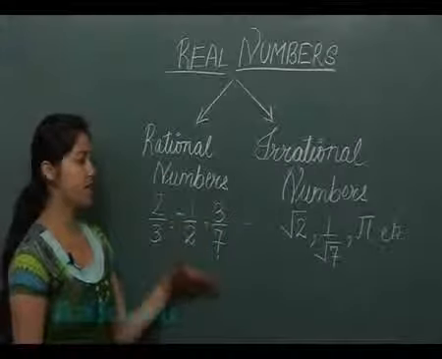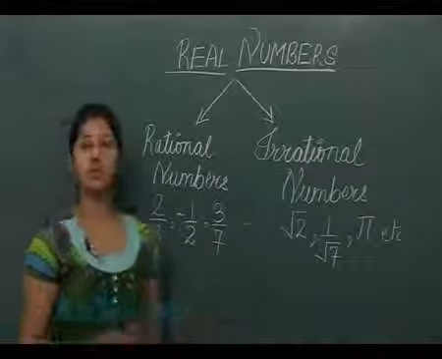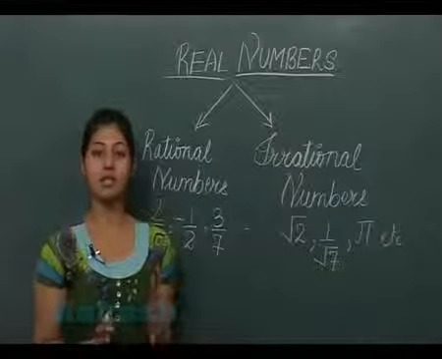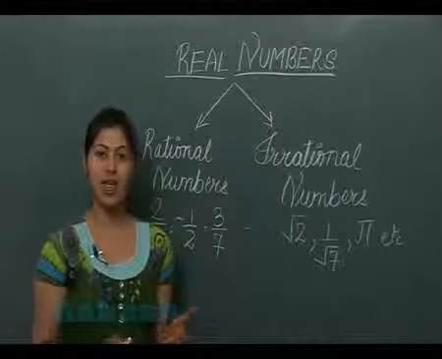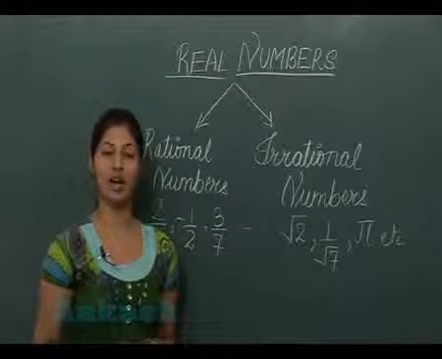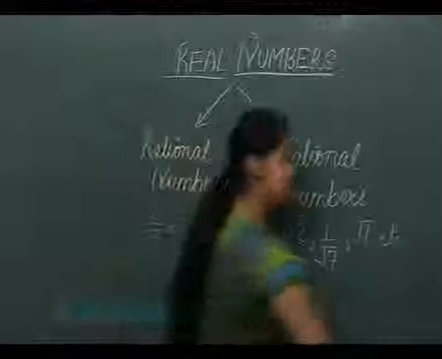Right now, I'm just taking the examples of rational and irrational numbers, and now I'll draw one diagram which will tell us that the real number system is divided into how many parts, and it will make you much more clear about the partitions of the real number system. Is this thing clear to you? Now we'll start with the diagram.